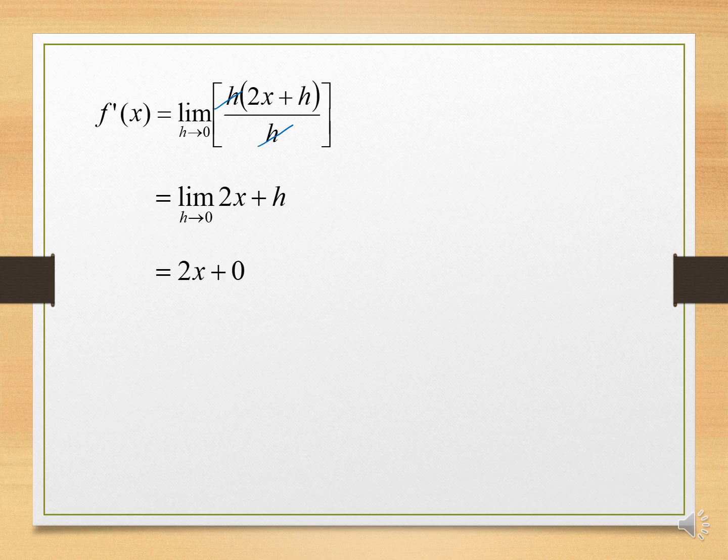So remember class, once you have already substituted h as 0, the limit will be removed. Okay, the limit symbol will be removed. So you will get 2x. Next, you move to example 2.